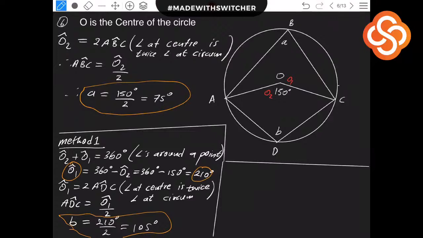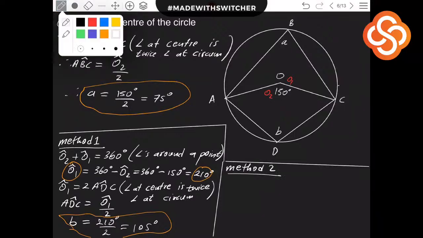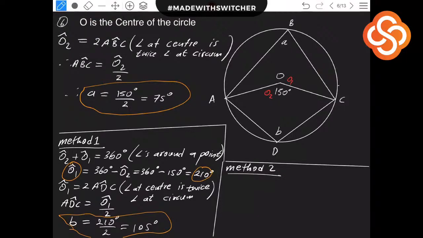Method number 2. First of all, let me write here that this is method 2. So we write here that ABC plus ADC is equal to 180 degrees, right? This is a cyclic quad. So we have a cyclic quad here.